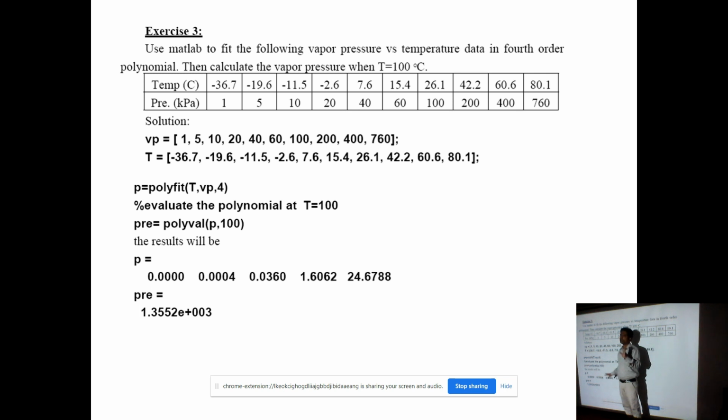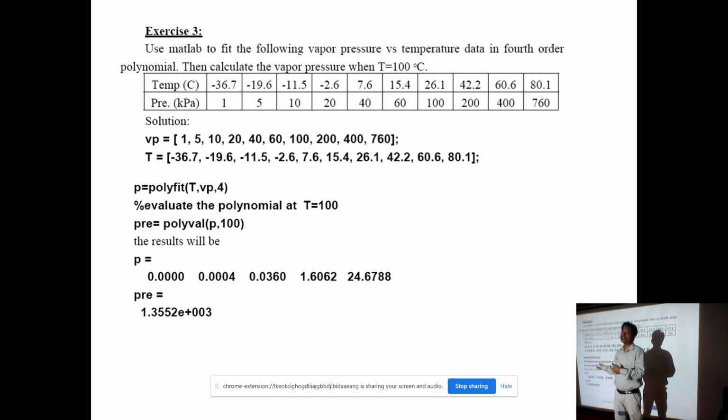You understood the concept? Now, after getting these things, your polynomial is ready. The polynomial equation is ready in terms of temperature and vapor pressure. Now, what is the next question he has asked? He has asked you to estimate the vapor pressure when temperature is 100. If your curve is known, I told you, you can estimate by extrapolation. That you can do if you know the graph.